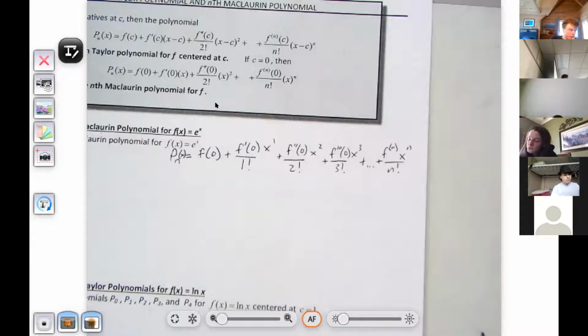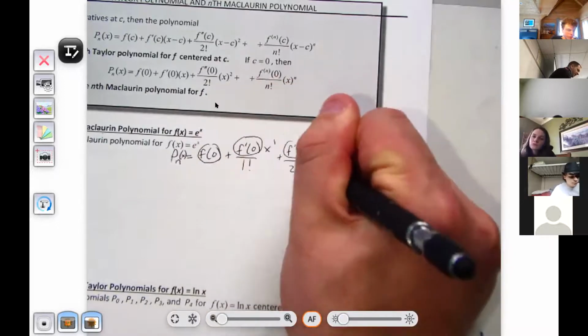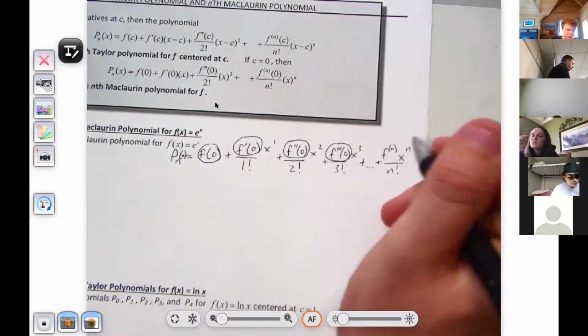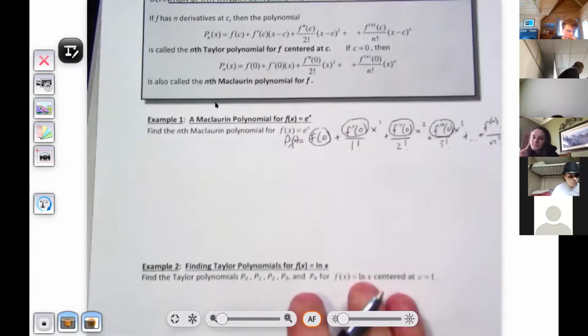Really all we have to do to answer this question is figure out what these function values are. That's what we need to find. Everything else stays put. We just have to find f of 0, f prime of 0, f double prime of 0, and so on. So off to the side, here's how I'm going to do that.